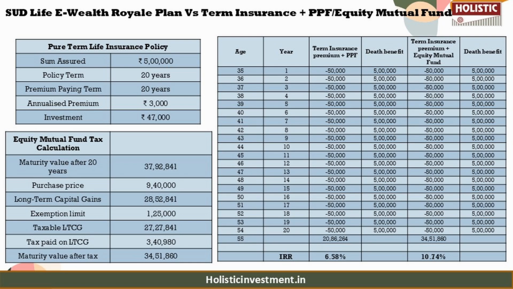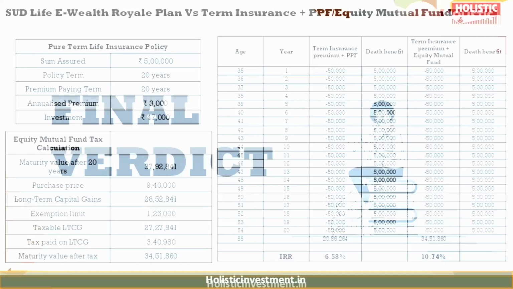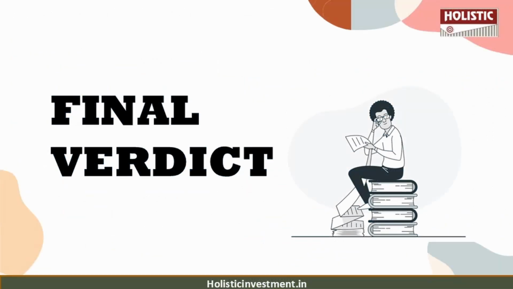Separating insurance and investment not only delivers better returns but also ensures adequate life cover at minimal cost, transparency in investment allocation, and greater flexibility to choose suitable products based on risk appetite. These advantages are what's missing in the SUD policy, making the separate approach a smarter financial choice. So what is the final verdict now? Is investing in the SUD Life eWealth Royal plan worth it or not?